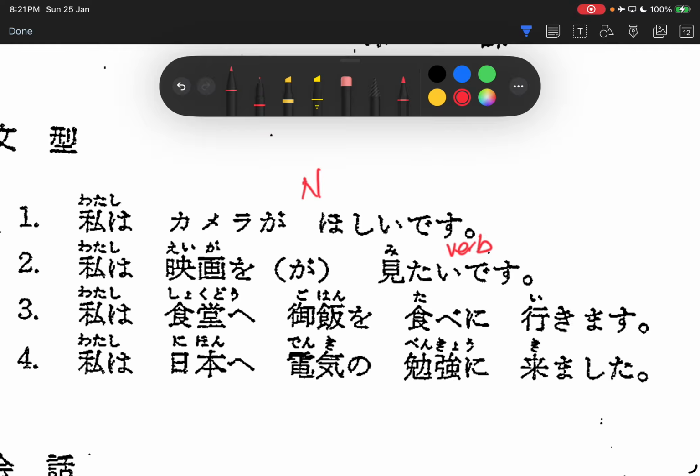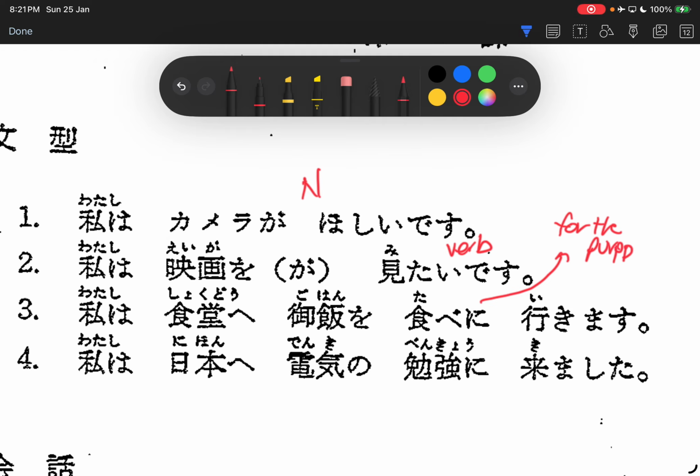Okay, カメラが欲しいです. Next, number 3. 私は食堂へご飯を食べに行きます. 食べに行きます. Then you'll be thinking, isn't 食べ coming from the verb 食べます? Then we also have 行きます. Isn't this like two verbs together? This is how we combine two verbs together. Right? So this ni here simply means for the purpose of. You think of it in English, right? For the purpose of.